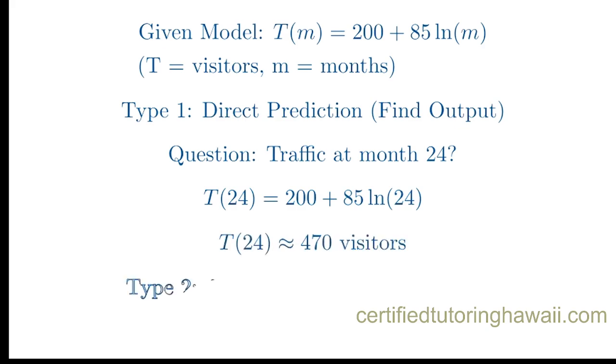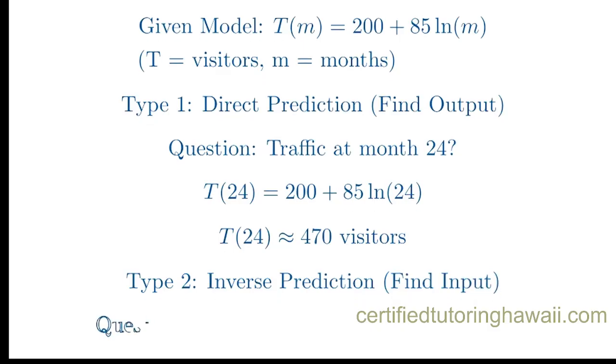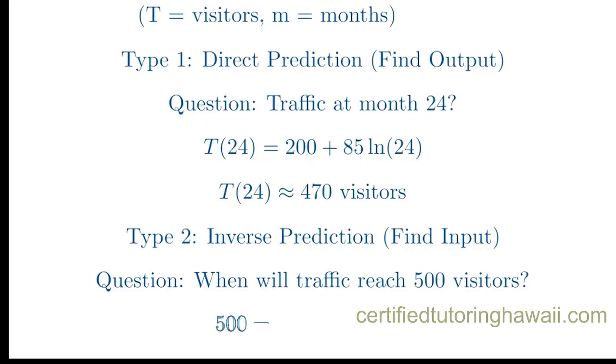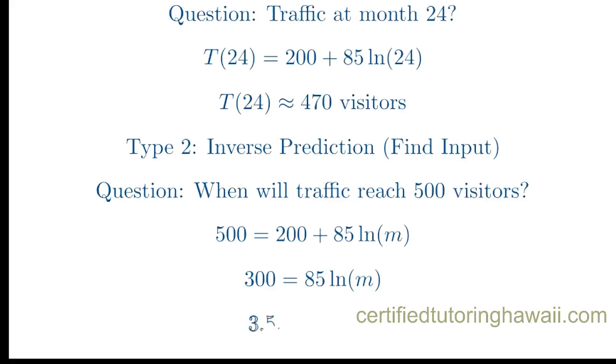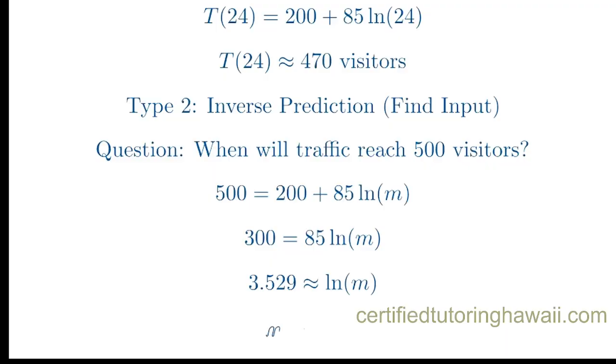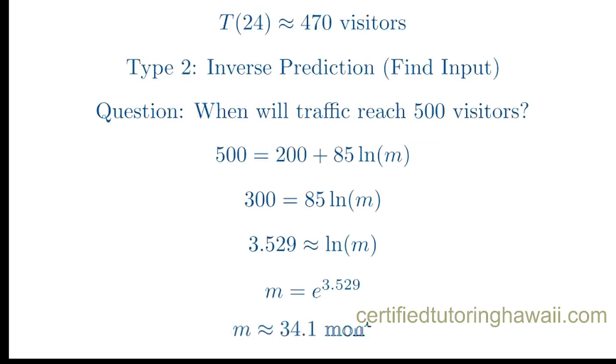The second type is inverse prediction. This is when you are given an output and you need to find the input. For example, when will the traffic reach 500 visitors? Here, we set T of m equal to 500 and solve for m. Subtracting 200 gives us 300 equals 85 ln of m. Dividing by 85 gives us ln of m equals 3.529. To solve for m, we exponentiate with base e on both sides. M equals e to the power of 3.529, which is about 34.1 months. This requires using the inverse relationship of logarithms to solve.